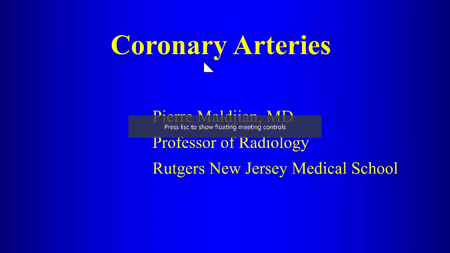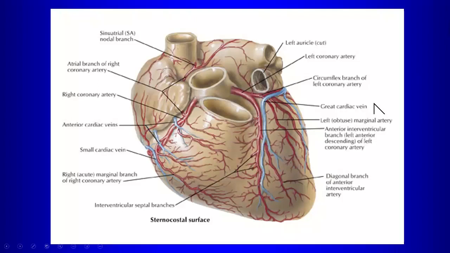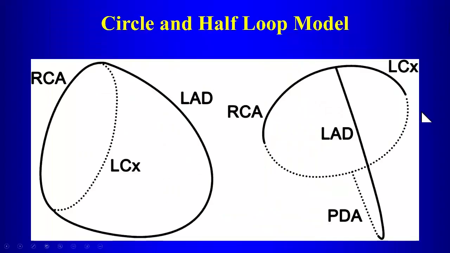All right, so today we'll start talking about coronary arteries. The easiest way to understand the coronary artery anatomy basically is this circle and half loop model. So here, this is a left anterior oblique projection.